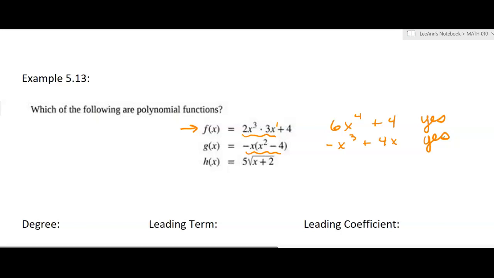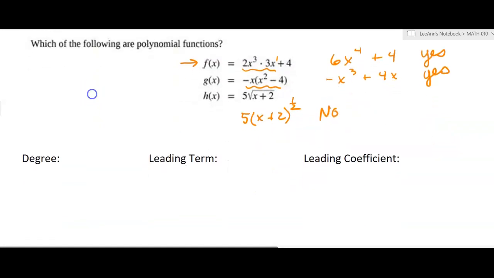All right, now let's look at this last one. You've got 5 square root of x plus 2. Now you're like, well, what can I do with that? You can't distribute the 5 in there, not easily. You could write it as 5 times x plus 2 to the 1/2. But see, we're not having exponents now that are fractions. We're only having exponents that are positive integers. And so, no, this is not a polynomial function.